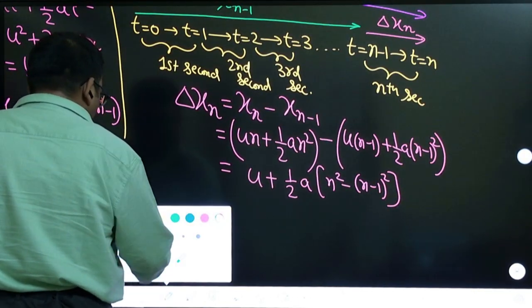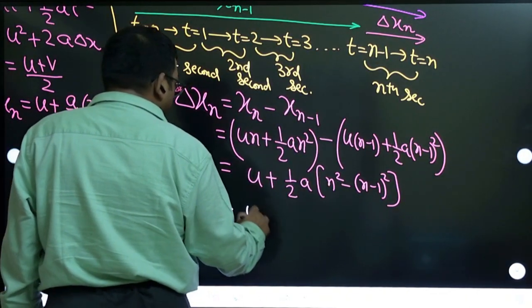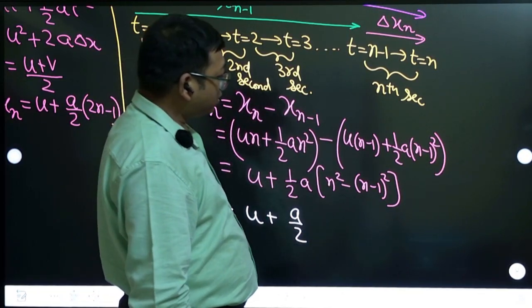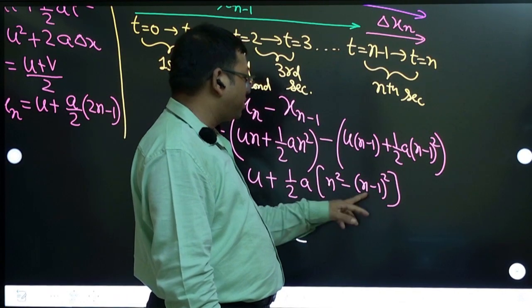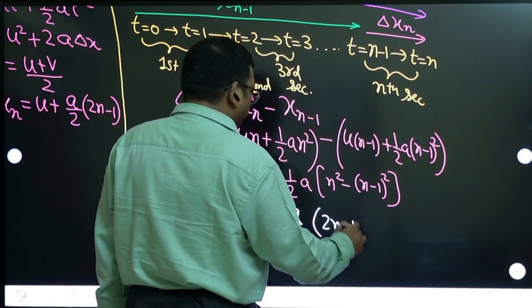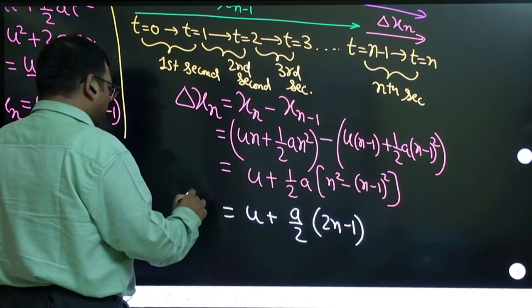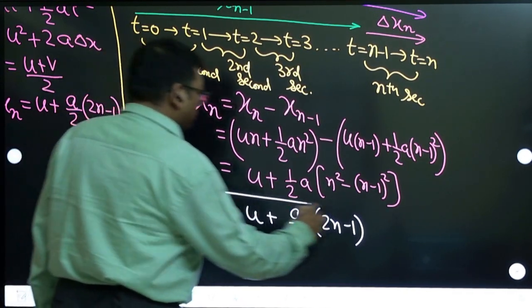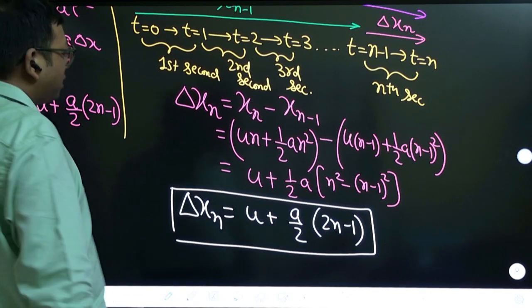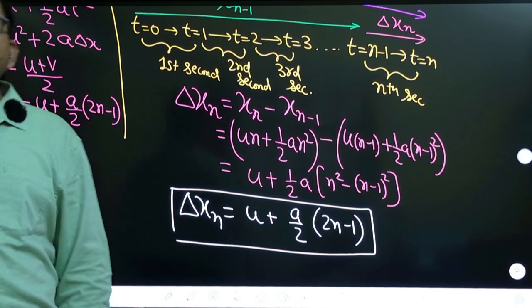Open this and check what you get. So you get u plus a by 2 times a square minus b square. You can do that, right? So a plus b, a minus b: a minus b you'll get 1, a plus b you'll get 2n minus 1, right? Are you clear? Okay, so this is the formula for displacement in the nth second.